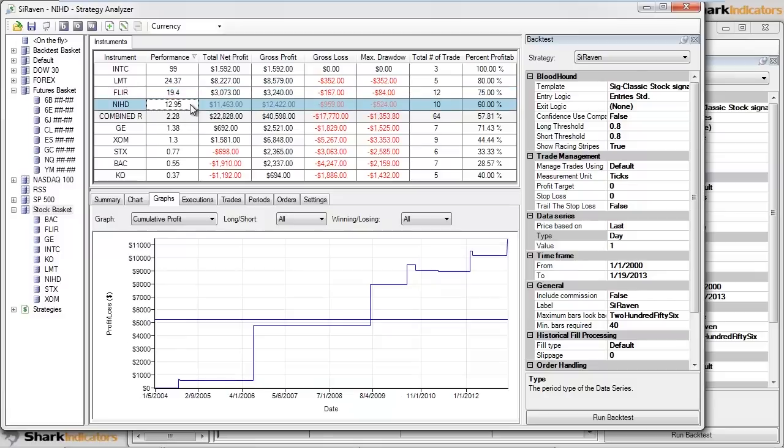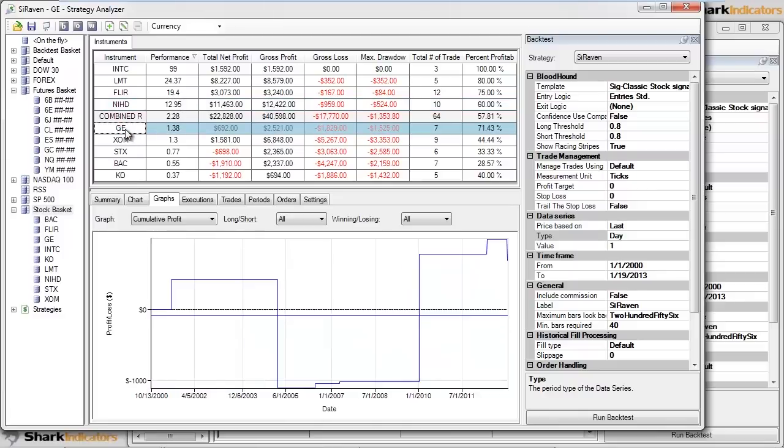NIHD, which is NII Holdings. This has some great characteristics as well. It's stair stepping up. It only took 10 trades. So just to remind you guys, this is a discretionary stock trading system, not a day trading system, that I've chosen to use to illustrate an automated trading system. So just remember, this is not for day trading.